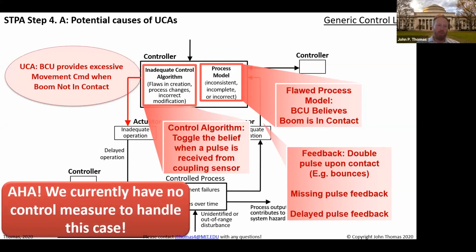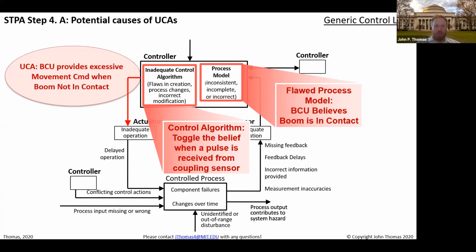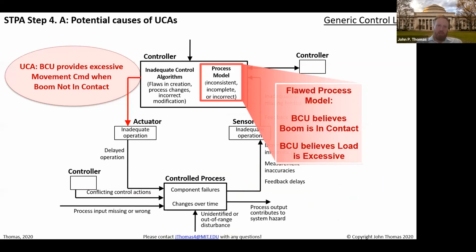And we have no control measure to handle this case. So you see this case? This case has two process model flaws. It says if we believe it's in contact, and that can happen due to the way that pulses work, every pulse just toggles us. So if we miss a pulse, we're out of sync.